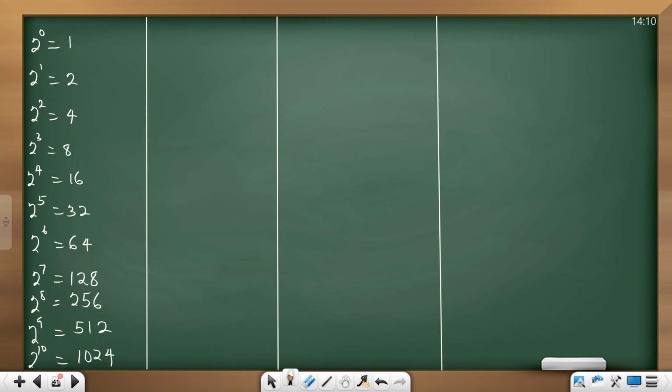You must know that. Same thing with 3 to the power 0 is 1. 3 to the power 1 is 3. 3 to the power 2 is 9. 3 to the power 3 is 27.